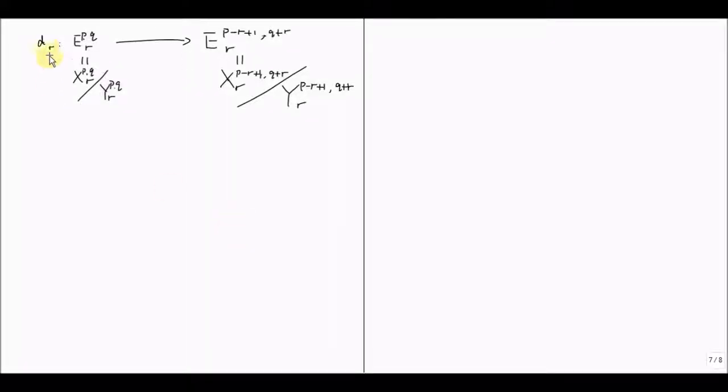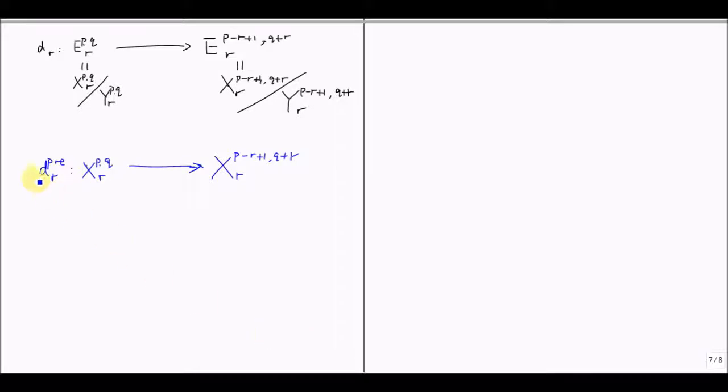Okay, now let's define d from E_r^{p,q} to E_r^{p-r+1,q+r}. This will be a map between two quotients. We will start by defining a map between X_r^{p,q} and X_r^{p-r+1,q+r}.